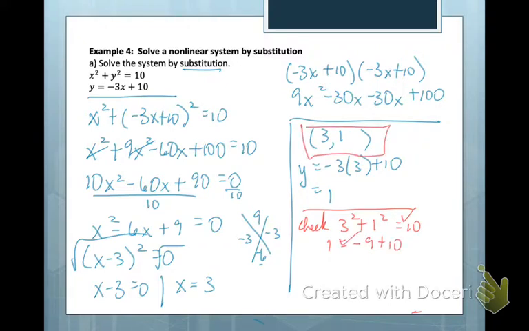So I plug the point (3, 1) into each equation for x and y. In my first equation, I get 3 squared plus 1 squared equals 10, and that's true because 3 squared is 9 and 1 squared is 1, and that equals 10. And on the left side of the second equation, I get 1 equals negative 9 plus 10, or 1 equals 1.